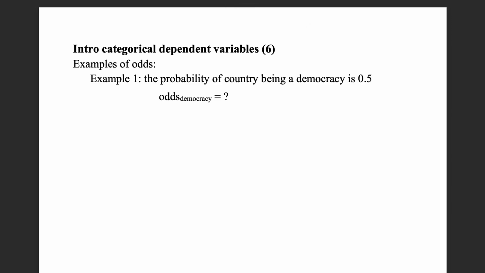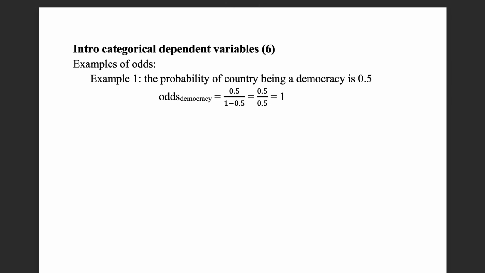So again, let's look at a concrete example. So let's look at how we calculate odds. So let's say that we already know that the probability of a country being a democracy is 0.5. Well, okay, great. That's probability. That's how likely it is that countries are democracies. How likely is it that countries are democracies relative to that they are not democracies? So what are now the odds of democracy? Well, again, stop and think for yourself. Filling in the formula, how would you do that? How would you calculate the odds of being a democracy?